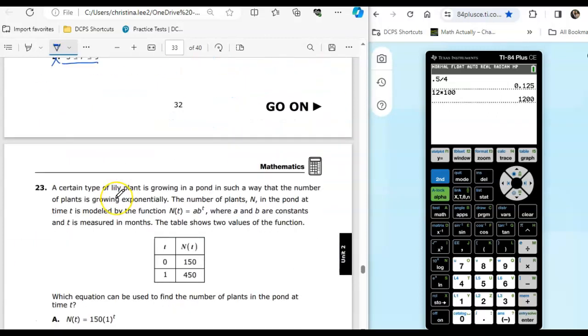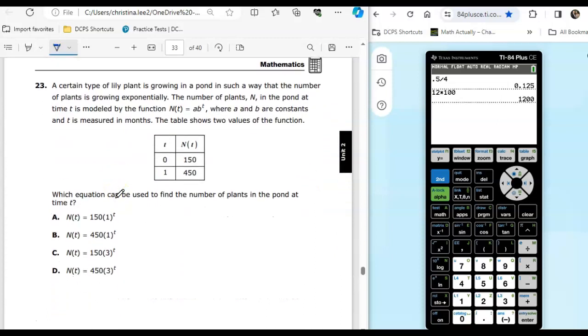All right, let's take a look at number 23. A certain type of lily plant is growing in a pond in such a way that the number of plants is growing exponentially. So we already know we have an exponential function, something to the power. The number of plants n in the pond at time t is modeled by the function n of t equals a b to the power of t, where a and b are constants and t is measured in months. The table shows two values of the function. So this is giving us the starting value and then the second value. It says, which equation can be used to find the number of plants in the pond at time t?